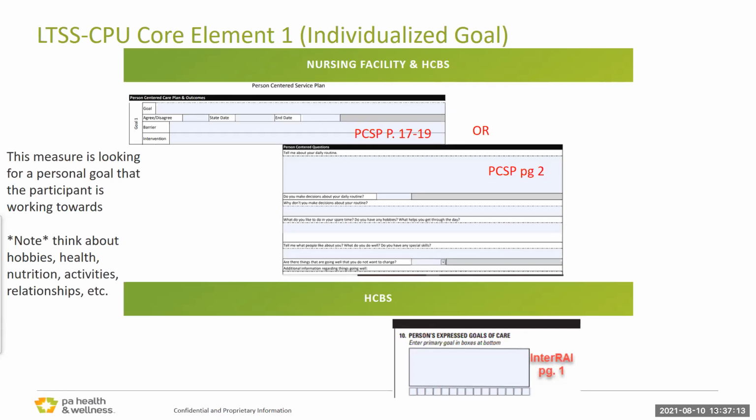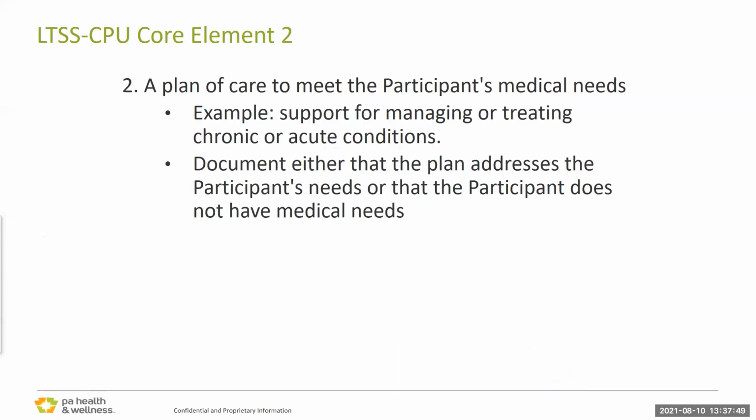On the PCSP, the measure is going to be looking for a personal goal that the member is working towards. So think about things like hobbies, health, nutrition, etc. You'll see it on PCSP on page 17 through 19 and/or PCSP page 2, where it says, tell me about your daily routines, or in the goals, needs, barriers, interventions section on the PCSP. In addition to that, specific to HCBS on the NRI, on question 10 in section 8, where it asks for the person's expressed goals of care. All right, we can go to the next one.